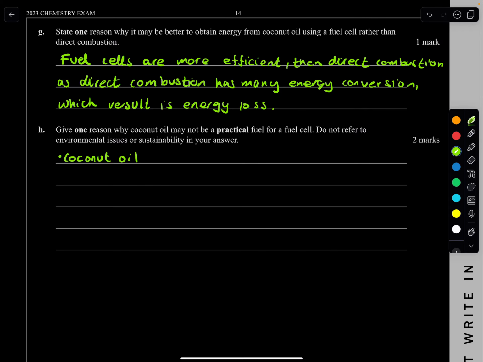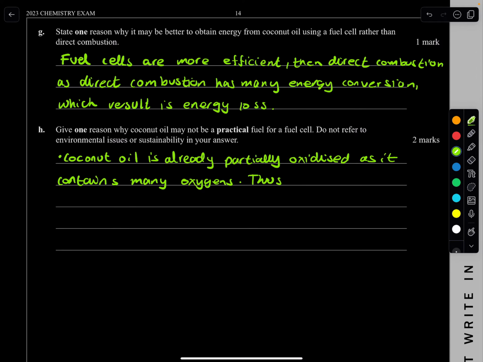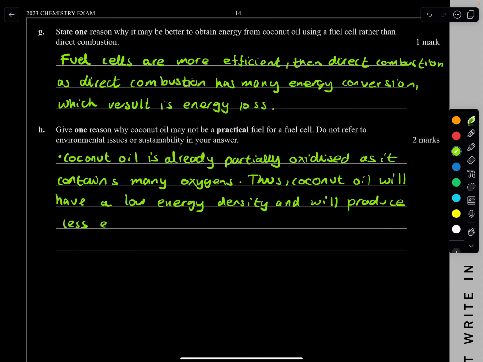Coconut oil is already partially oxidized, as it contains many oxygens. Thus, coconut oil will have a low energy density, and will produce less energy. Beautiful. I hope that answers that question.